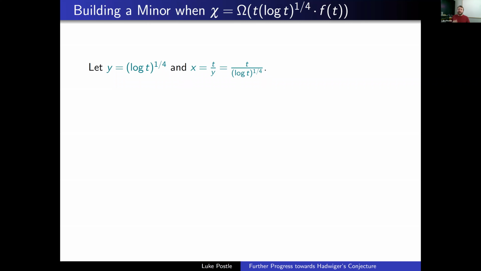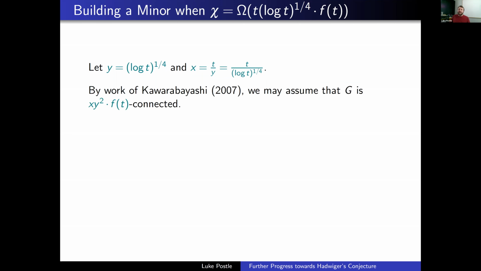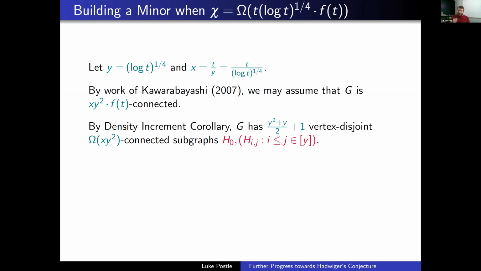Well, you let y be log t to the quarter and x to be t over y. And I won't go into it, but by work of Kobayashi, you can assume the graph is xy squared f t connected if you have high enough chromatic number. The chromatic number is on the top there. It's log t to the quarter times f of t. Then by our density increment corollary, I can extract many vertex disjoint highly connected subgraphs. So xy squared is t log t to the quarter there.